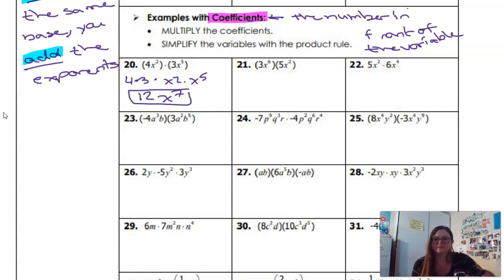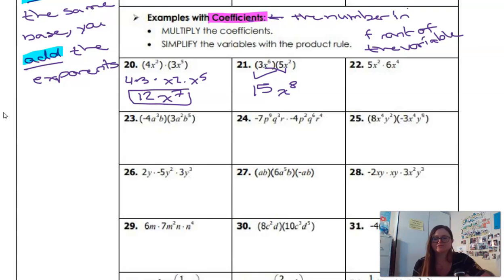All right. So real quick, give 21 a try. What do you think you should do first? Hit pause if you need to. All right, I got 15x to the 8th power, because 3 times 5 is 15, and 6 plus 2 is 8.